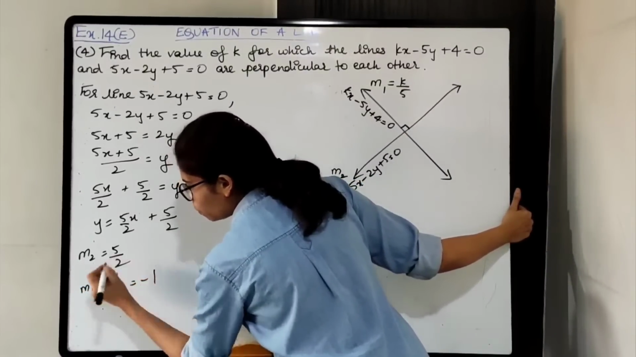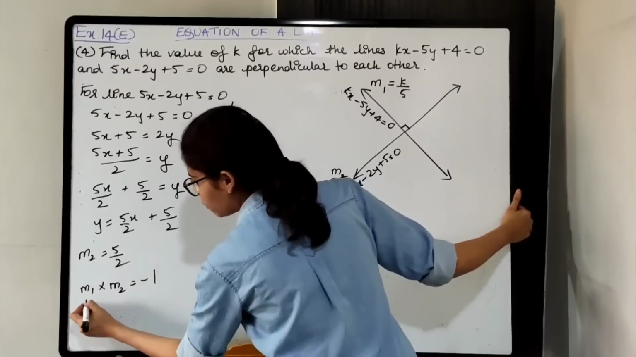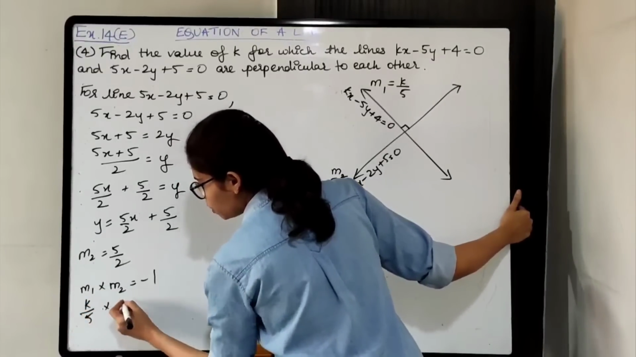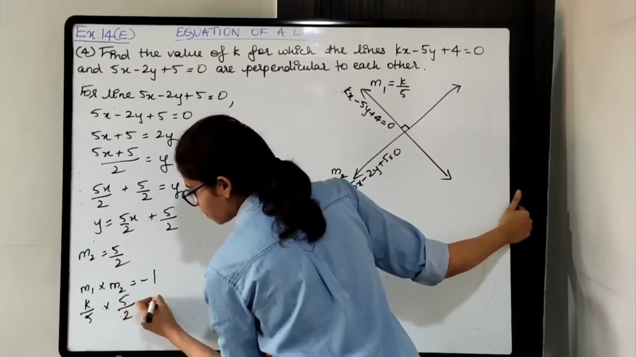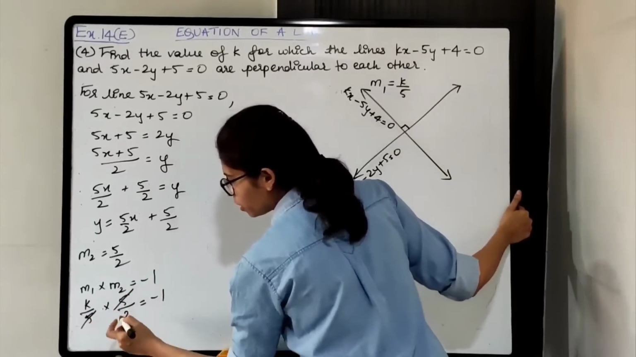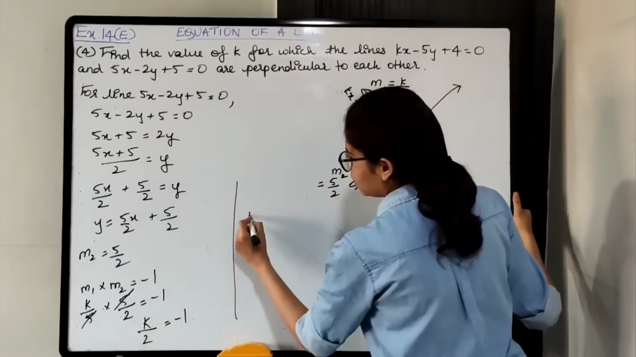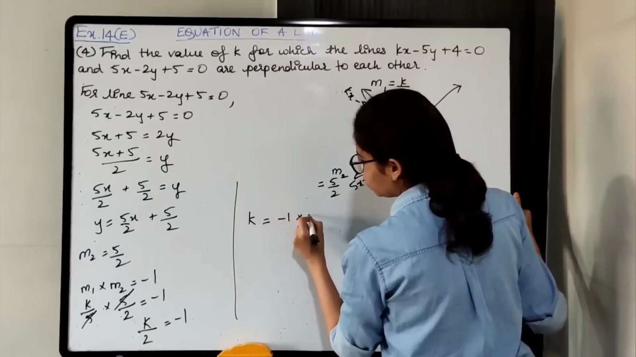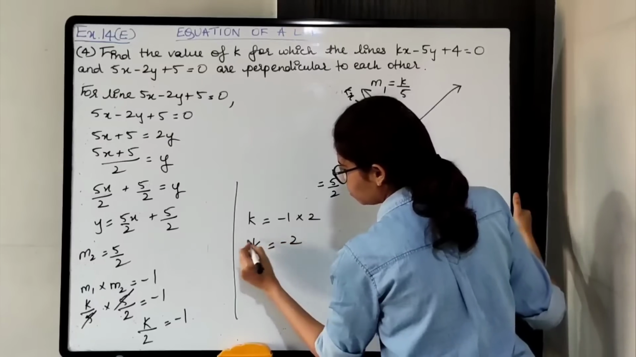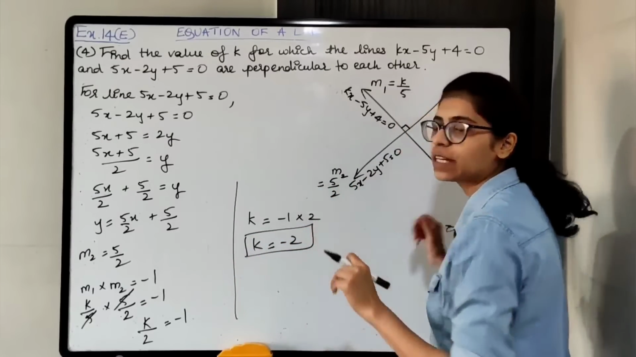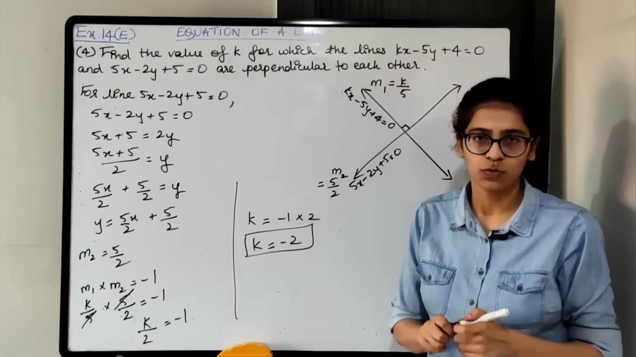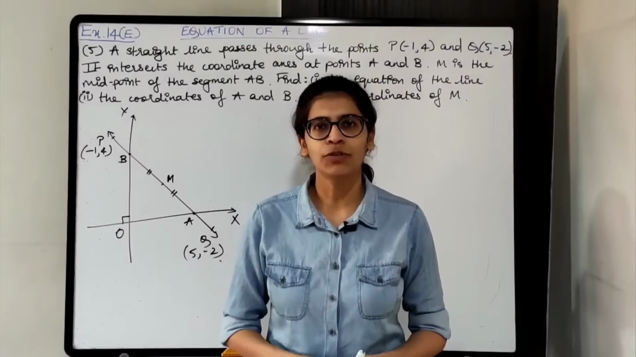Okay. So put the values. m1 is k by 5. m2 is 5 by 2. 5 cancel हो जाएगा. k by 2 is equal to -1. That is k is equal to -1 into 2, which gives -2. Box कर दो. Write down the final statement. The value of k is -2. Moving on to next question.